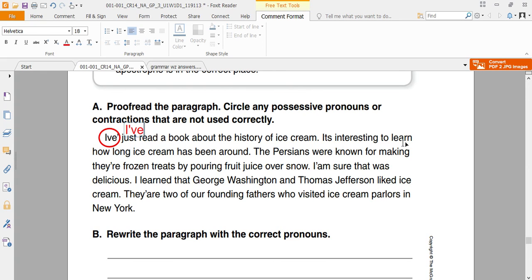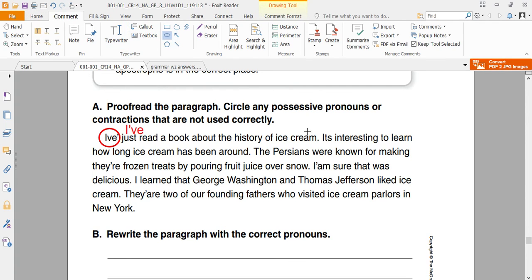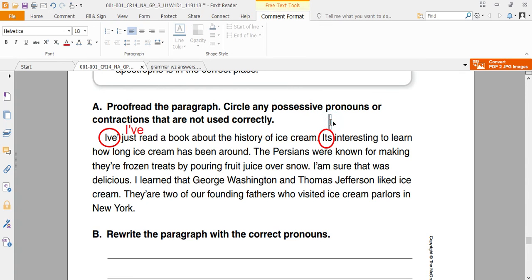It's interesting to learn how long ice cream has been around. Look at "its" here. The one written here is possessive, but we needed to write it in contraction form. How do I write it's? Yeah, that's it, great. Write it, then apostrophe, then is.